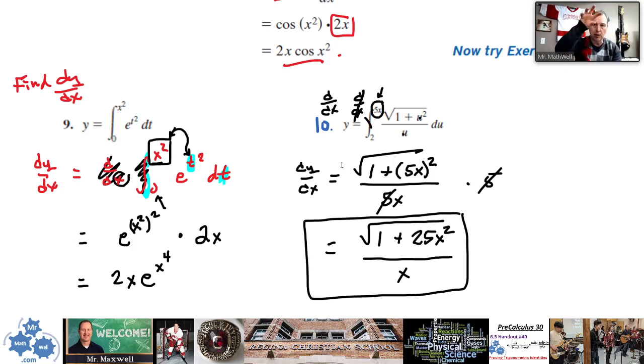You put in the upper limit of integration. If it's a variable, you put that into the integrand. If it's a variable other than just an x, if it's a 5x or x squared, then you also have to multiply by the derivative to do the chain rule for the differentiation.